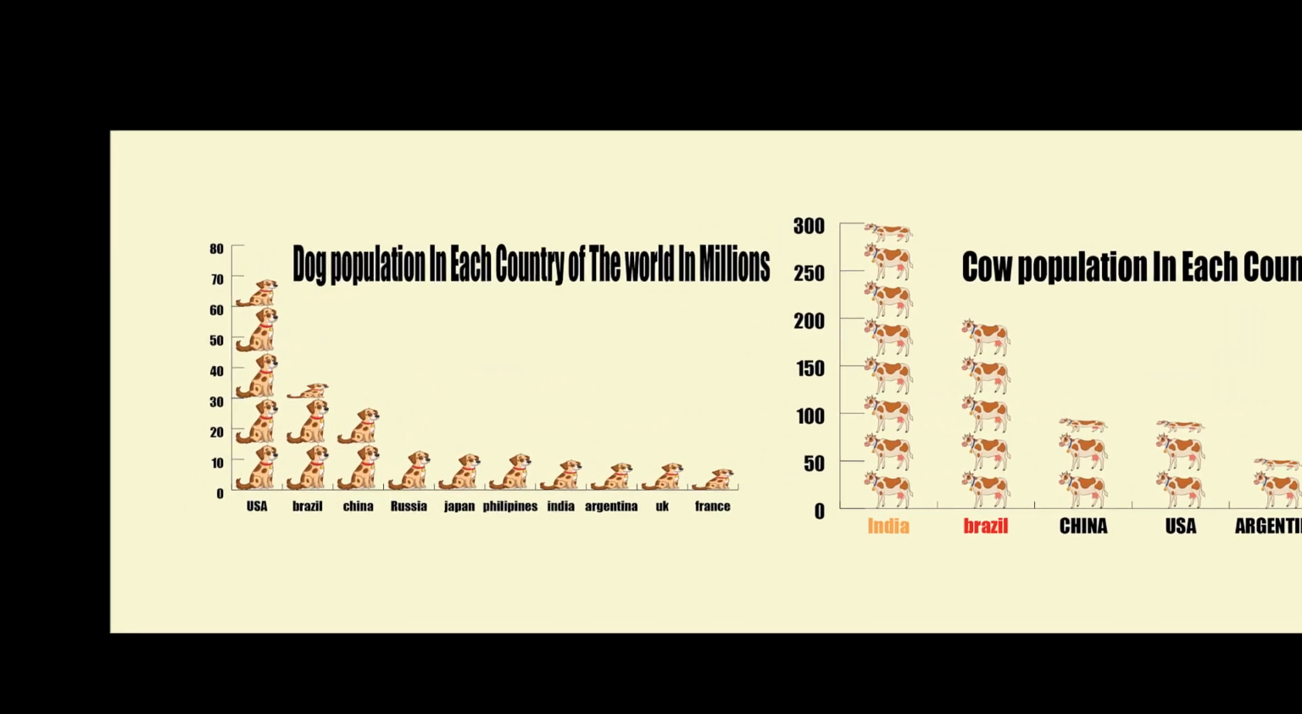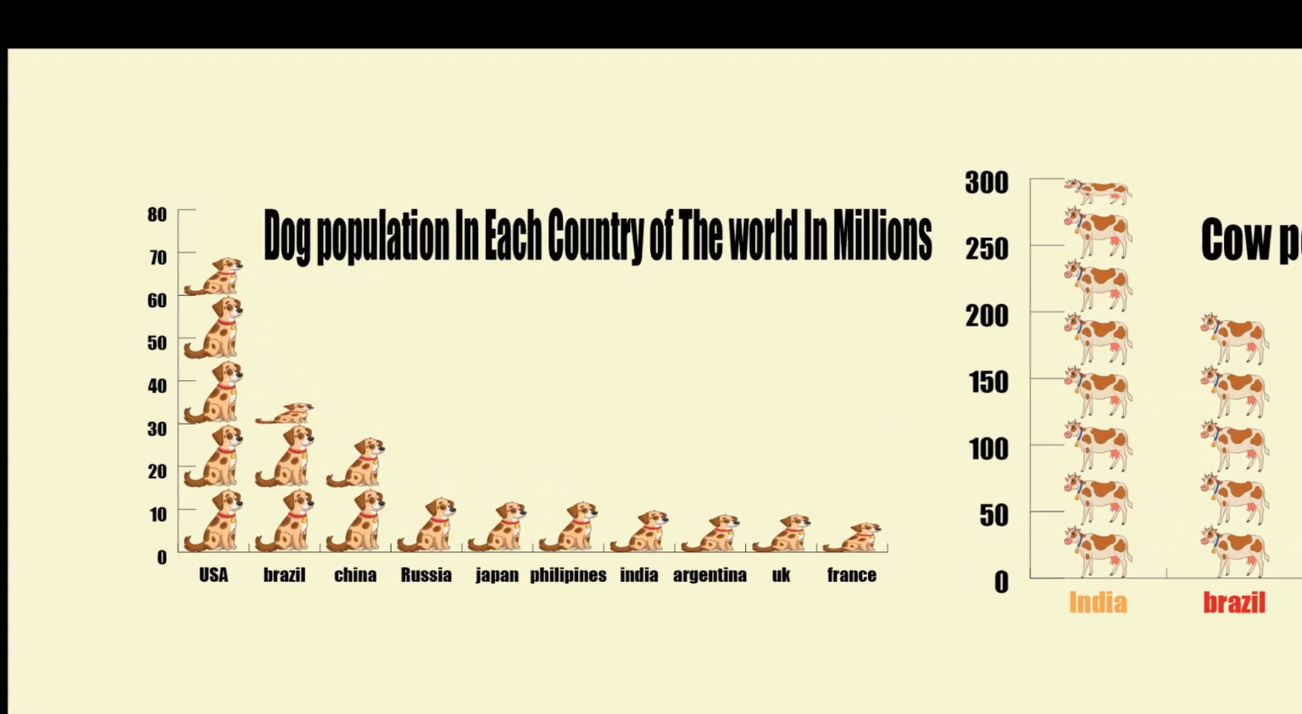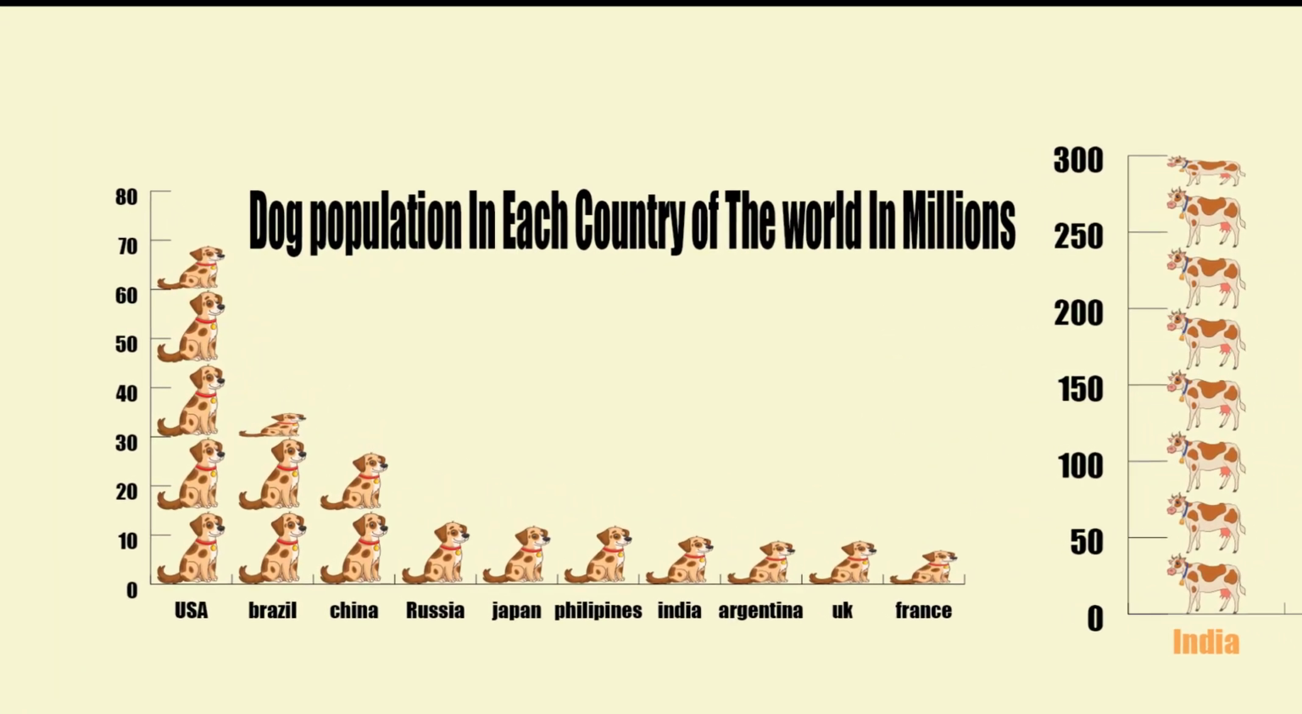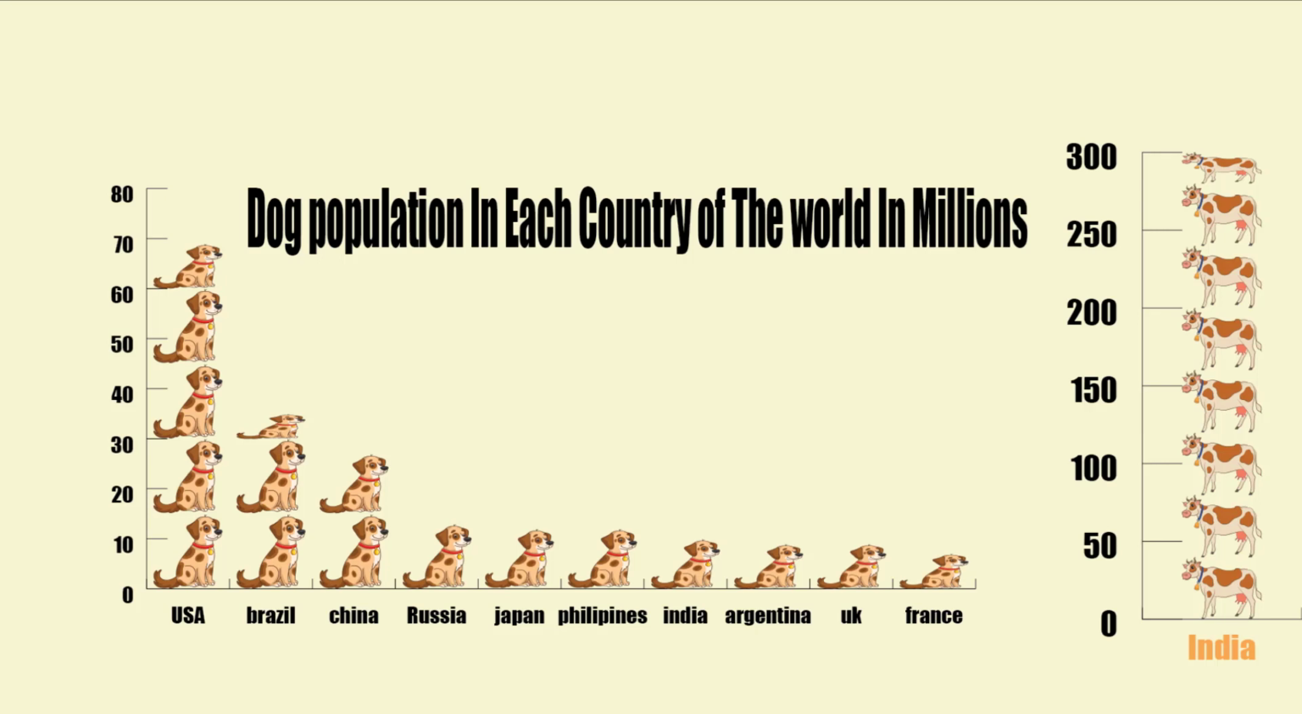Let us see how to customize a column graph in Illustrator by replacing it with clip art or images. So let us start.